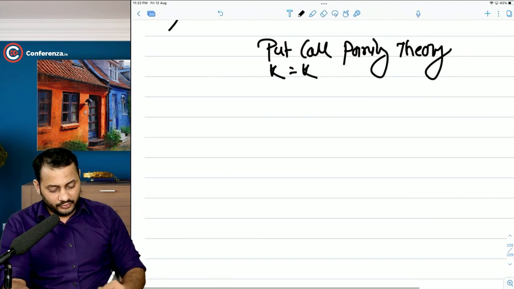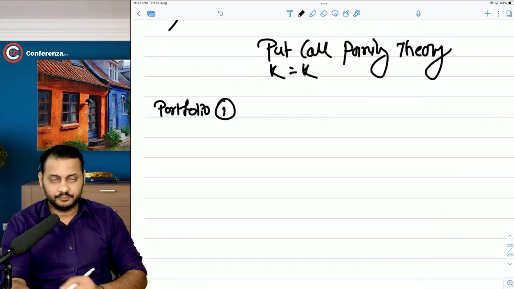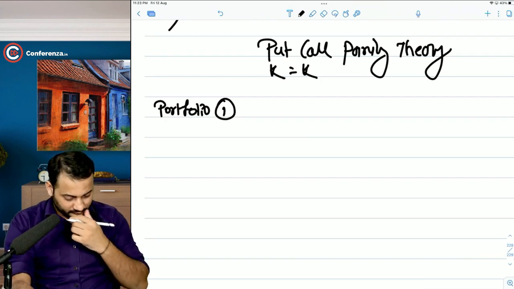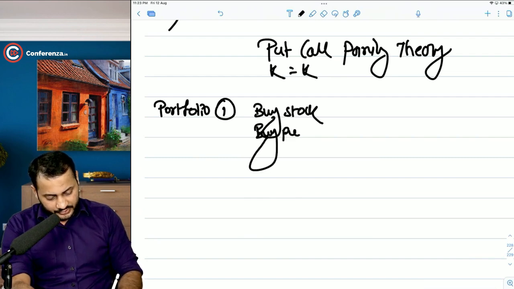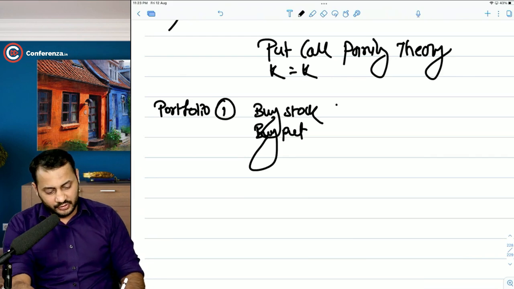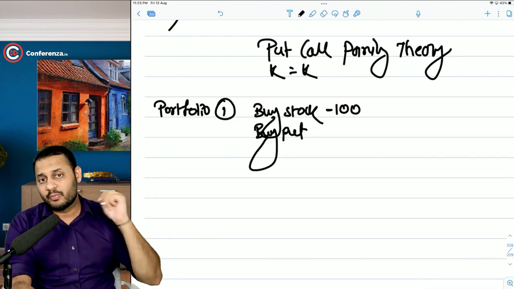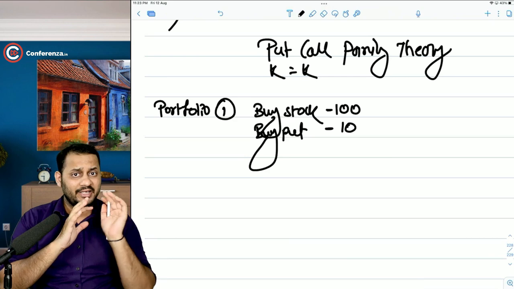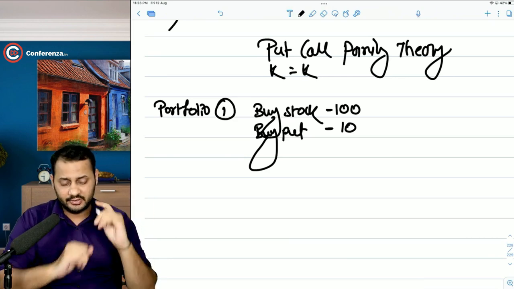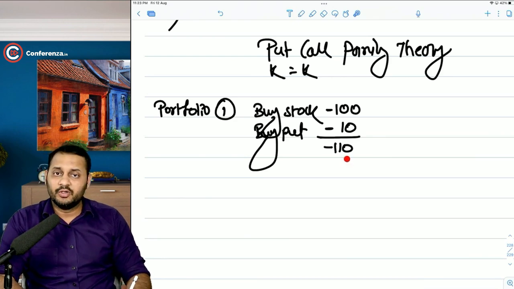Let's create two portfolios. This is going to be portfolio 1. Portfolio 1 is: buy stock today and buy put option today. So let's say you are buying the stock at 100 rupees, so you have to pay 100 rupees, and you are also buying the put. Let's take the value of the put as 10. I might change some figures later on. So the total cash outflow to create this portfolio is 110.